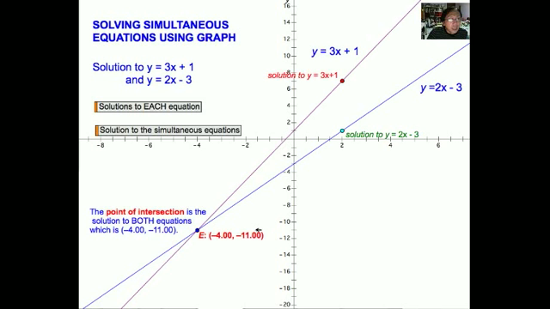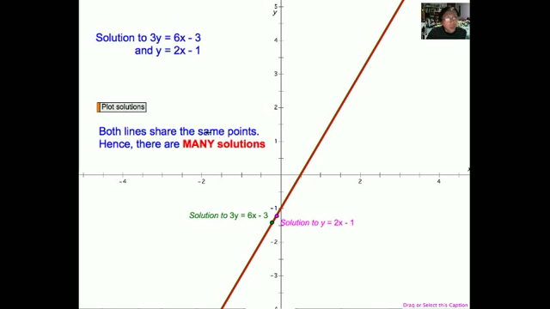This gives us the answer to our simultaneous equations, where x equals negative 4 and y equals negative 11. In this example, we see that there are many possible solutions to these two equations. Both lines share the same points. And you can see why this is so, because these two equations, one is just a multiple of the other. So it is actually the same line. Therefore, the two lines will overlap completely, giving rise to many solutions.